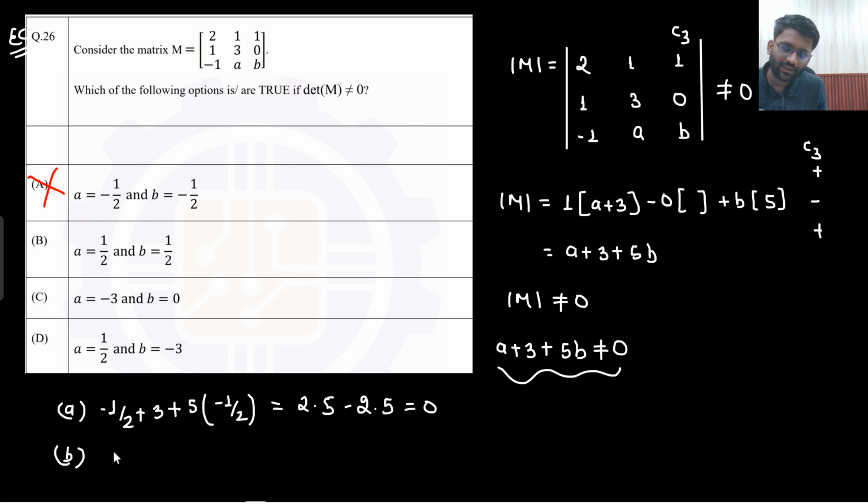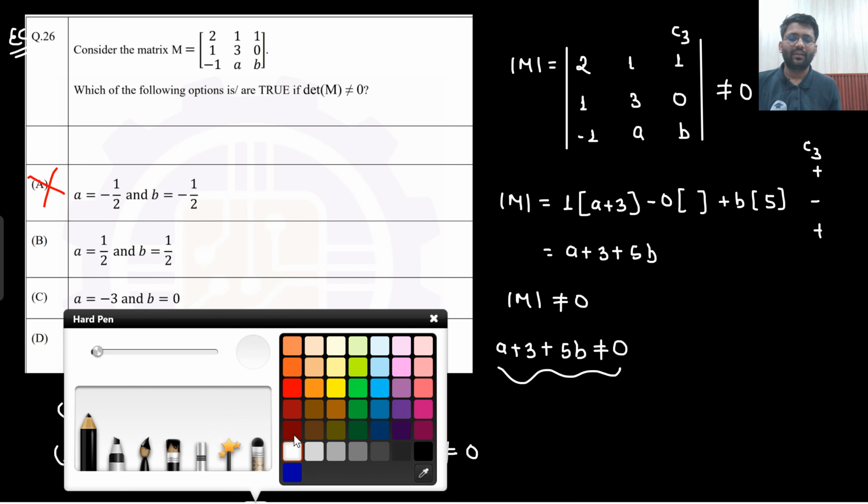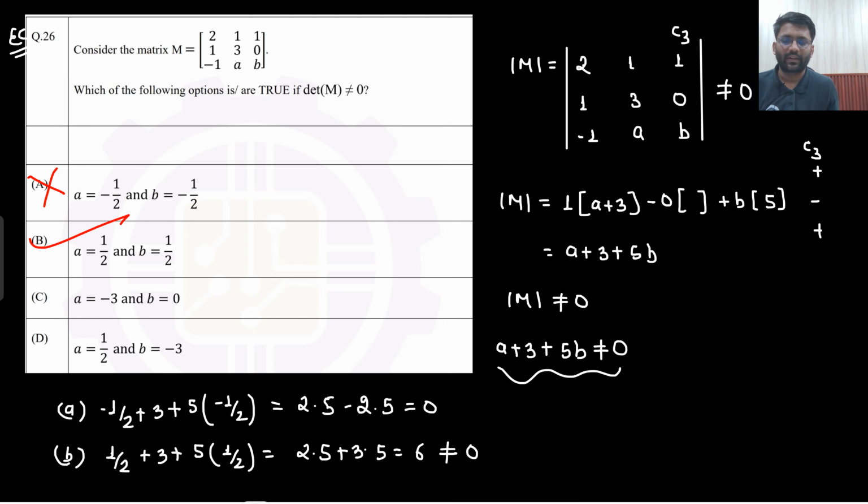Then option B you can check. In place of A you will put 1 by 2 plus 3. Here you will put 1 by 2. So here you are getting 2.5 and 3.5. 2.5 plus 3.5, which is actually 6, which is not equals to 0. Right? So this option is correct.